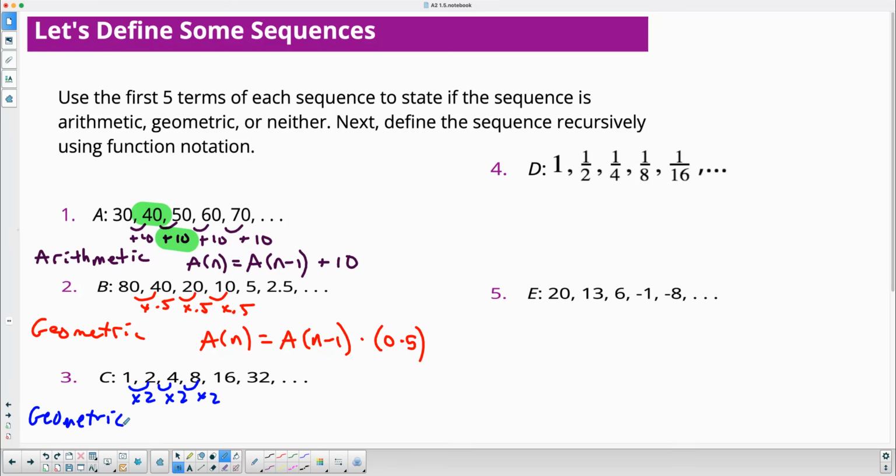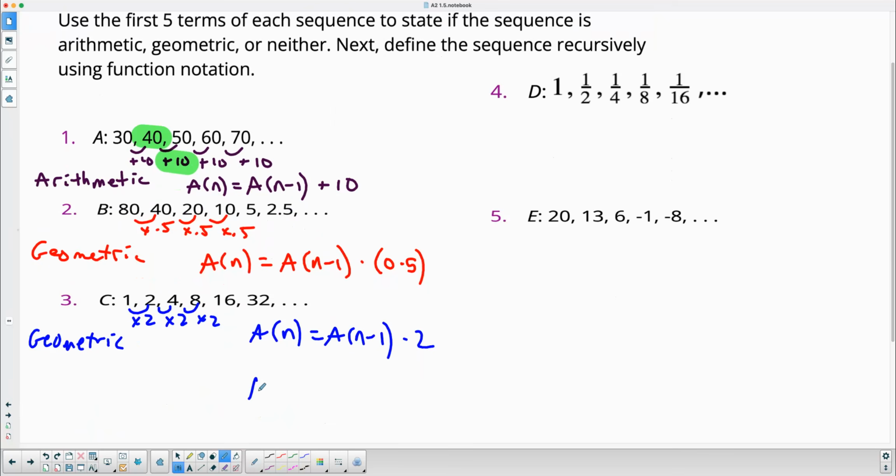And what do I do? Well, if I want to find the nth term, you take the term before it, which is the a of n minus 1, and you times it by 2. Now you could write it either way for these. You want to put the 2 in front. This would be acceptable either way, because when you multiply things, the order doesn't matter. It doesn't matter which number goes in front. So either one of those is fine.